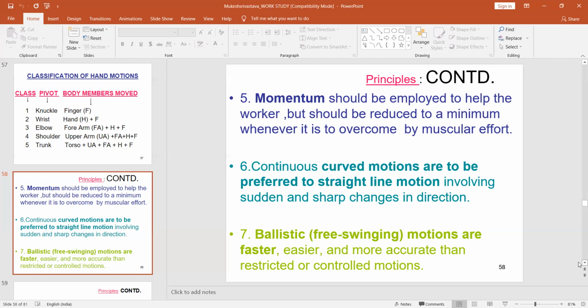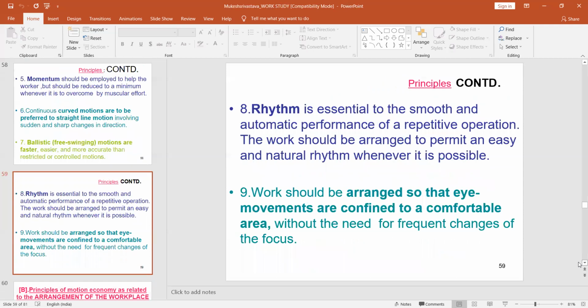Ballistic, free-swinging motions are faster, easier, and more accurate than restricted or controlled motion. Ballistic or free-swinging motion applies when we are doing some work on a machine, switching on the machine, using thread on the machine or stitching something. These are the different activities and tasks where we can use ballistic or free-swinging motions. They are faster, which increases productivity, and they are easier and more accurate than restricted motions. Rhythm is essential to the smooth and automatic performance of repetitive motion.